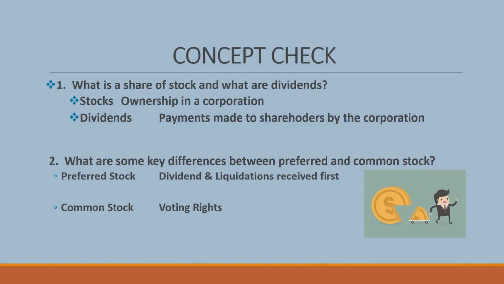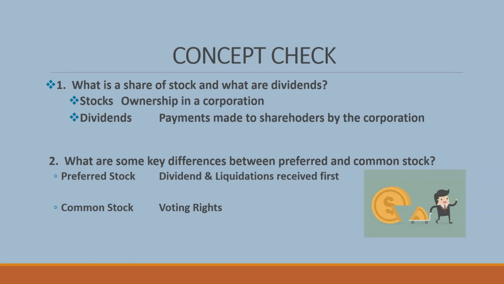Okay, we have a concept check here. What is a share of stock and what are dividends? Well, we know that a share of stock represents ownership in a corporation, entitling the holder to a portion of the company's assets and earnings. So when an individual buys shares of stock, they become a shareholder, whereby they own a fraction of the company proportional to the number of shares they hold.